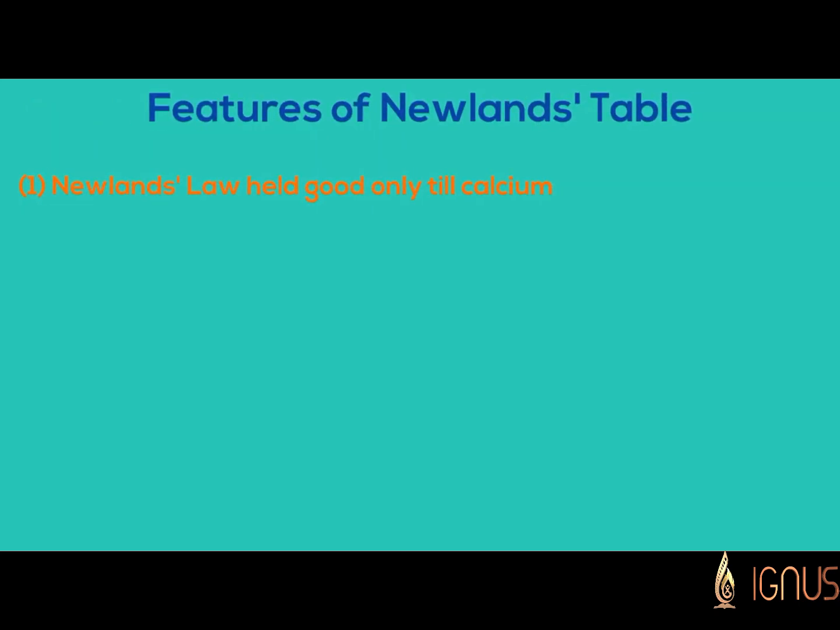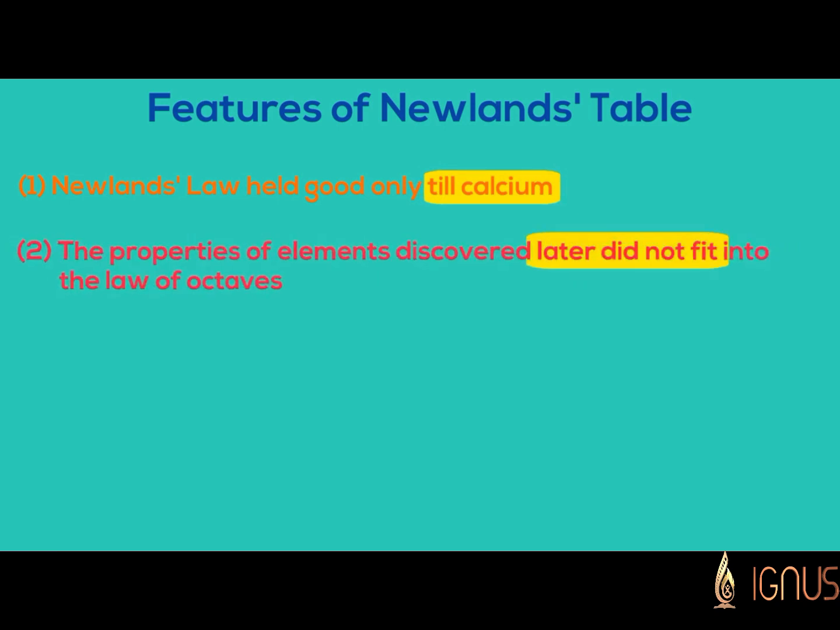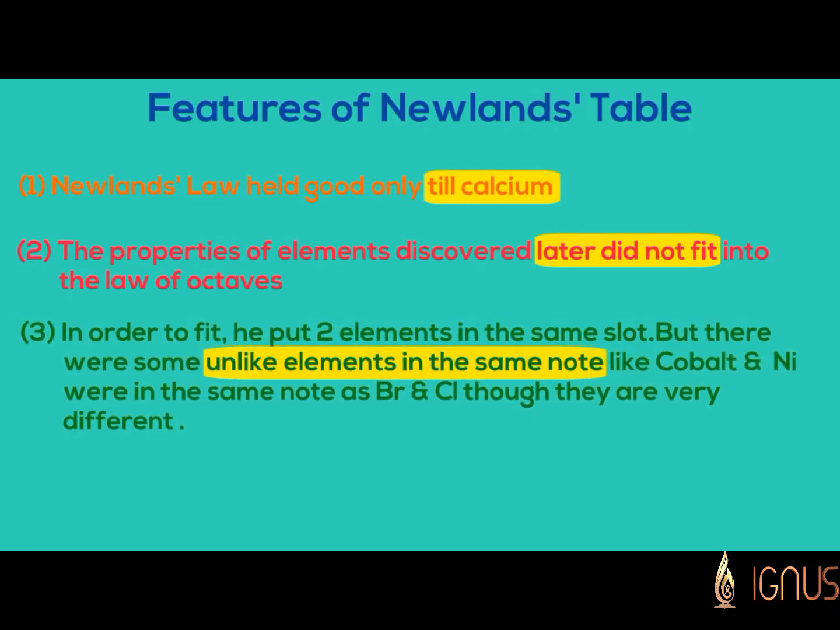Newlands' law held good only till calcium. The properties of the elements discovered later did not fit in the law of octaves. In order to fit, he put two elements in the same slot. But there were some unlike elements in the same note, like cobalt and nickel, which were in the same note as bromine and chlorine, though they are very different. Fe, that is iron, is similar to cobalt and nickel but is in a different note.